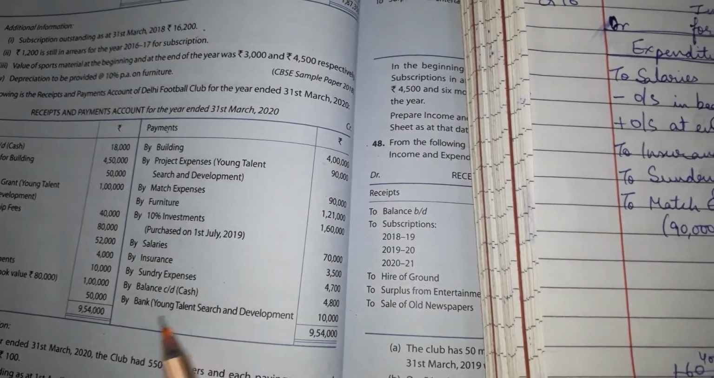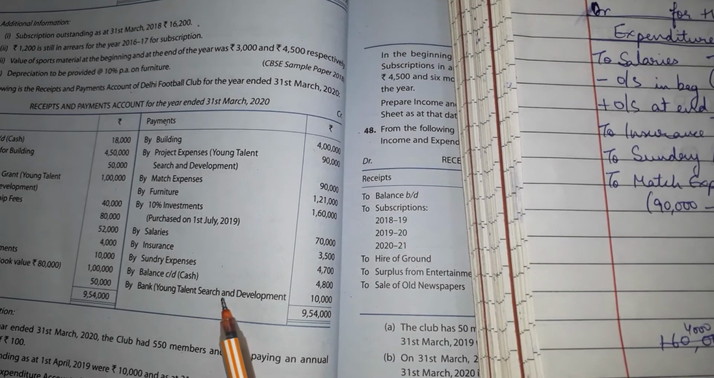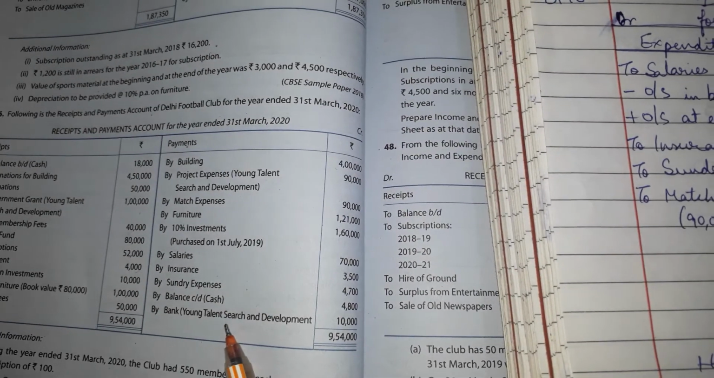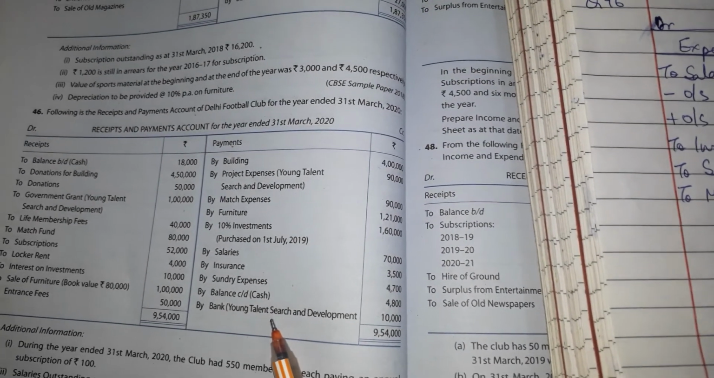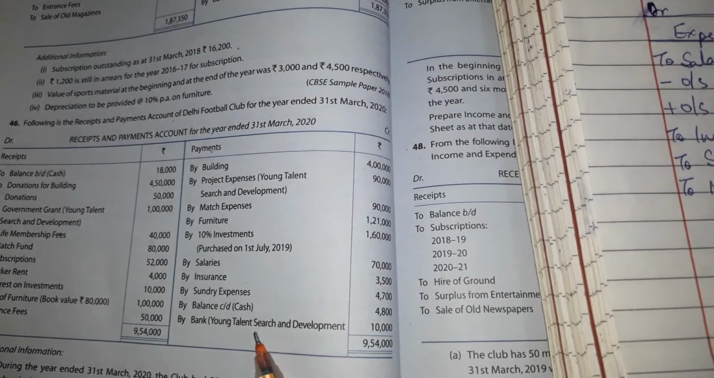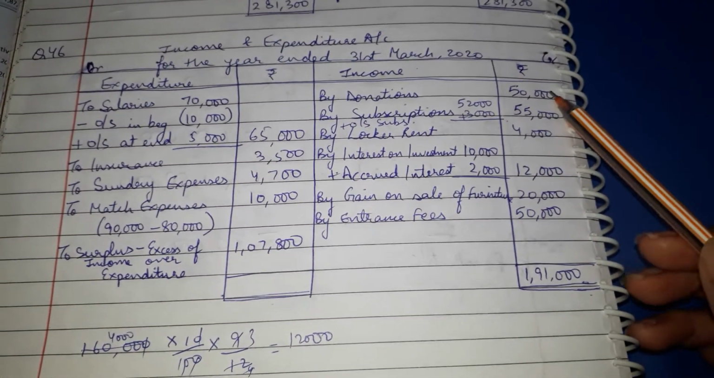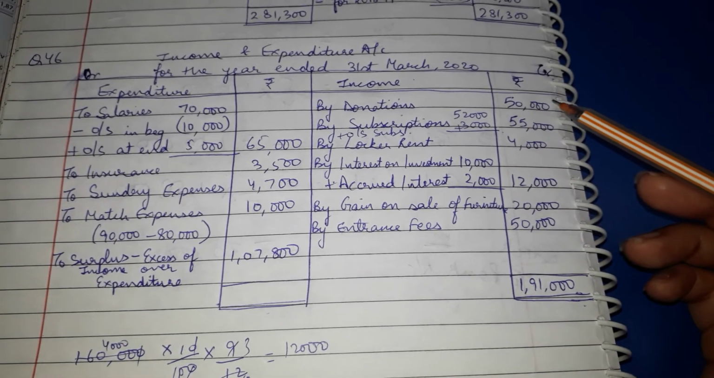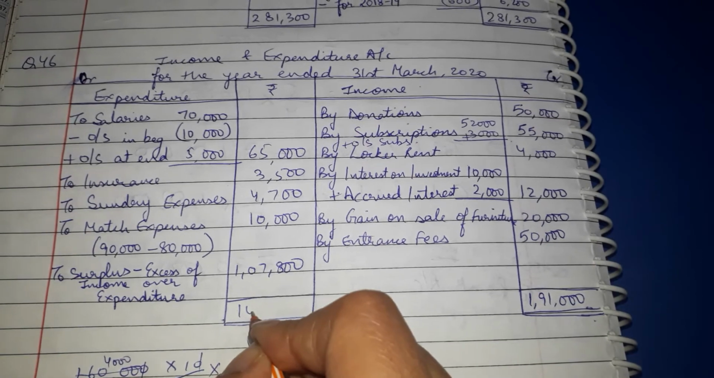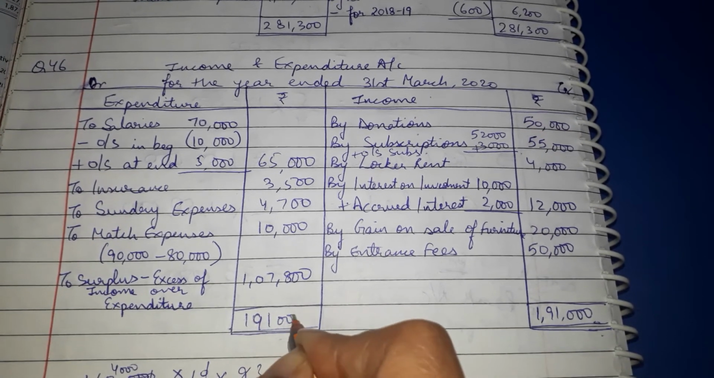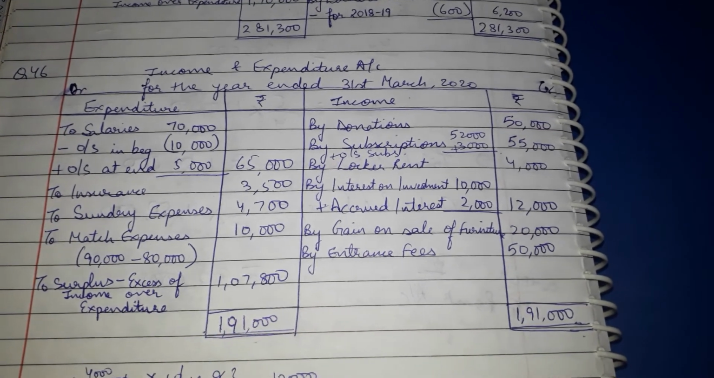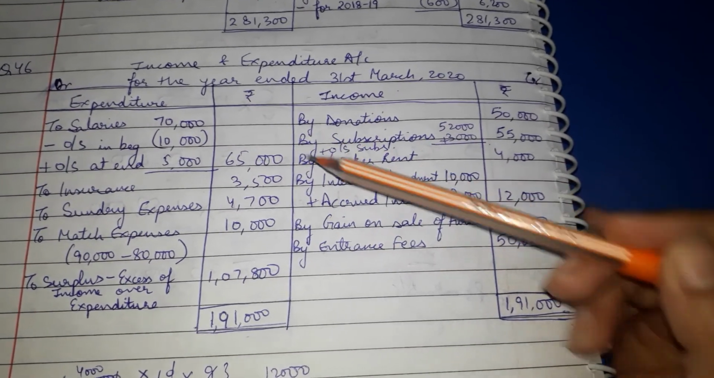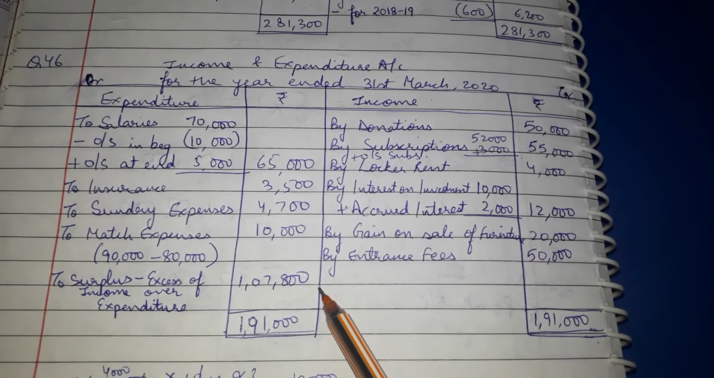Balance carried down cash and by bank account, young talent search and development, which means that this amount we have transferred to the bank. Thus these two accounts are asset accounts. It will be shown in balance sheet, asset side. Now on solving this particular account, we get the surplus by deducting the amount of expenditures from the total of the incomes that we have received. So we will add all the items here and deduct all these items. Then we will get the surplus to be 1,07,800.